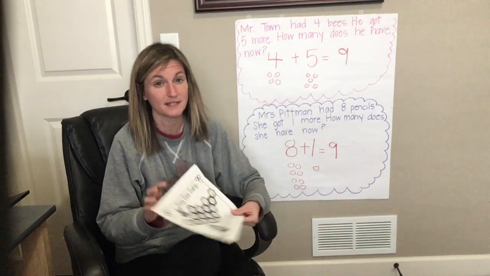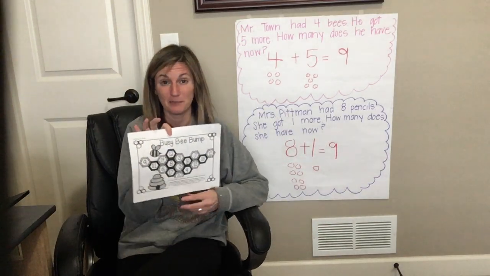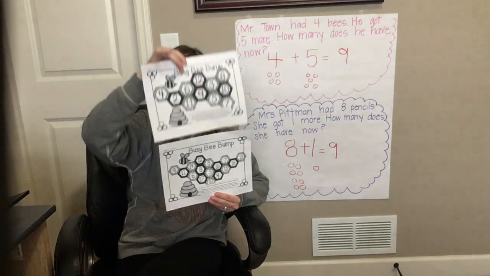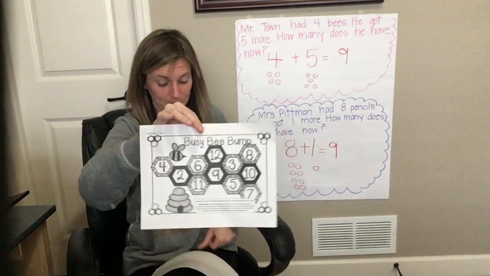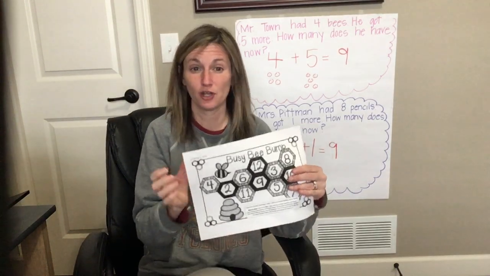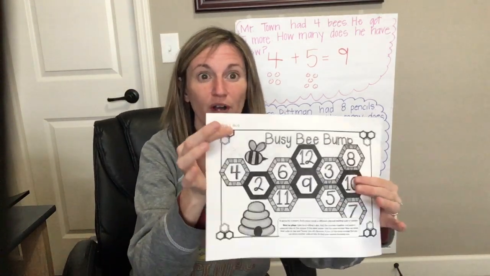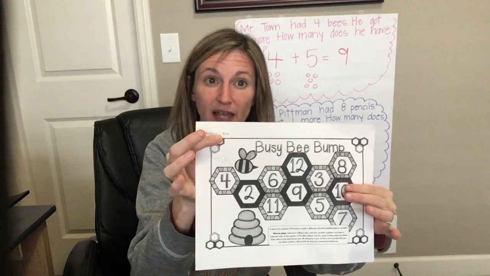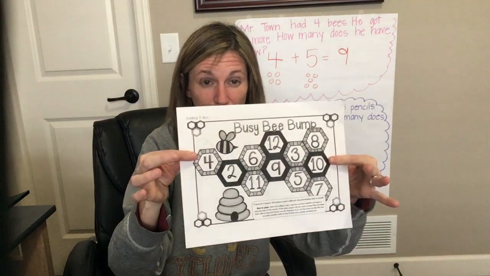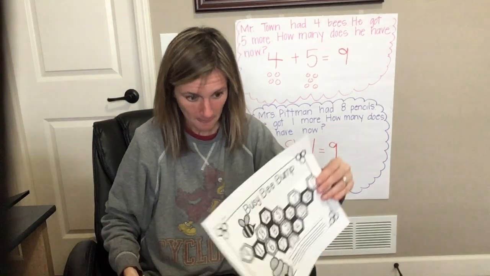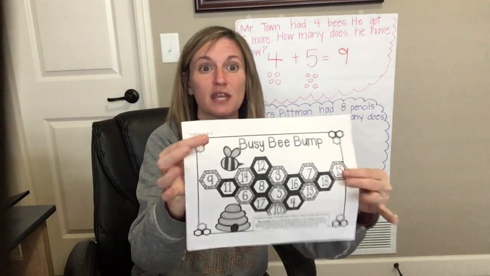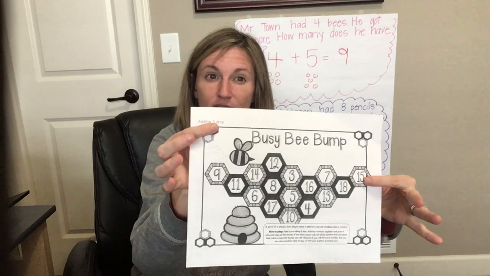is, we've all played this game before, it's called Busy Bee Bump. And in your bags, you actually have 2 Busy Bee Bumps. One of them, you have to look in the corner, this one says 2 dice. So to play this one, you need 2 dice. Everybody has 2 dice, it was in their bag. To play this one, you need 3 dice. It says it right there in the corner.